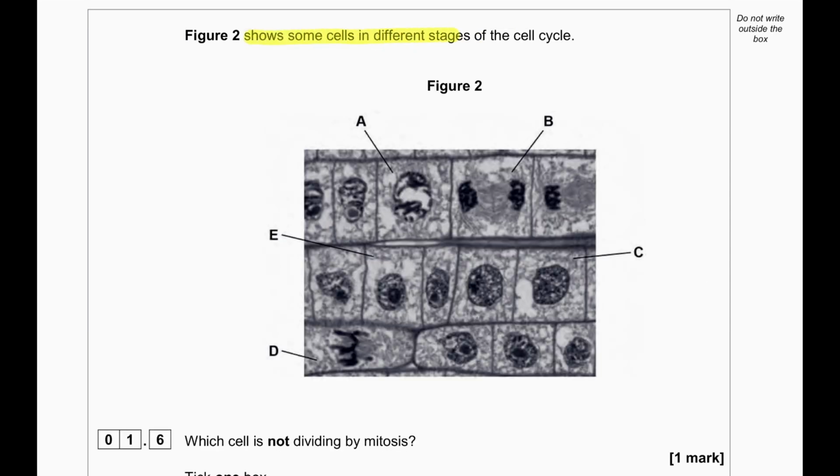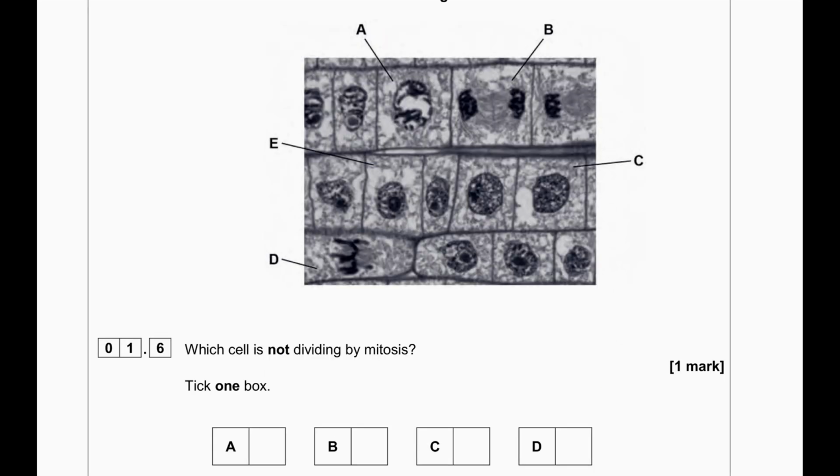Figure 2 shows some cells in different stages of the cell cycle. We can see in A the chromosomes. In B we see the chromosomes are at two different poles, pulled apart. In E we can see the entire nucleus with the nucleolus present. In C we can see the nucleus, but the nucleolus is not visible. And in D we can see all the chromosomes are at the equator, in the middle.